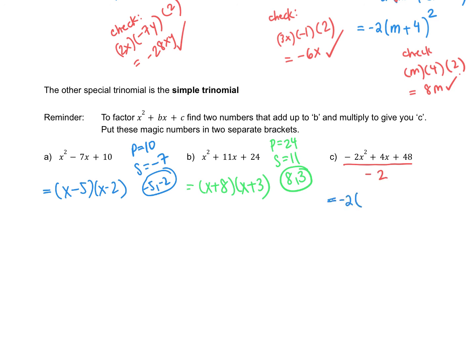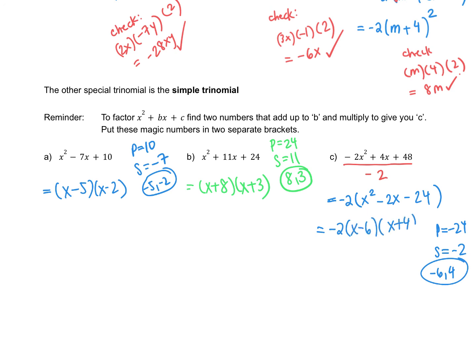And when we divide negative 2x squared by negative 2, we get x squared. 4x divided by negative 2 is negative 2x, and 48 divided by negative 2 is negative 24. Now we have a simple trinomial. So we're looking for a product of negative 24, which means we need a positive and a negative number, and a sum of negative 2. So our magic numbers will be negative 6 and 4. The 6 is the negative one, so that the sum does become negative in the end. Write your common factor, and then your two brackets, x minus 6 and x plus 4.